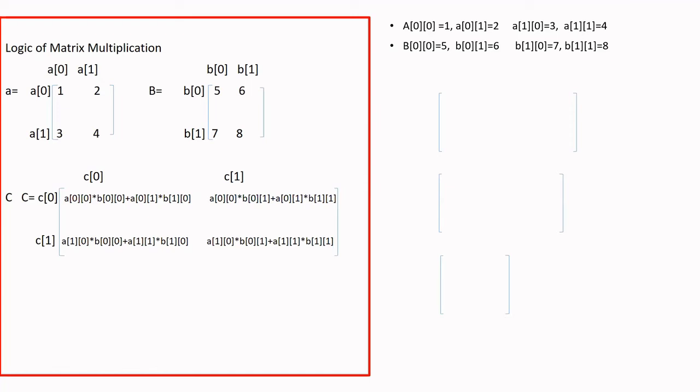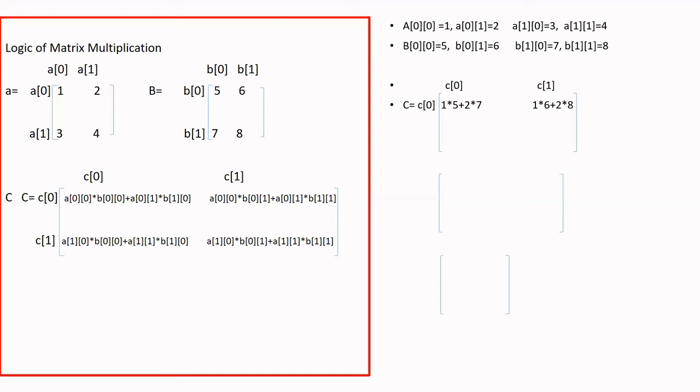Again, same thing for the next element: A of 0, 0 multiplied by B of 0, 1 plus A of 0, 1 multiplied by B of 1, 1. Like this, you have to perform the matrix multiplication. For this, the general answer we get here is A of 0, 0 is 1 multiplied by B of 0, 0 that is 5, plus A of 0, 1 value is 2 multiplied by B of 1, 0, that value is 7.